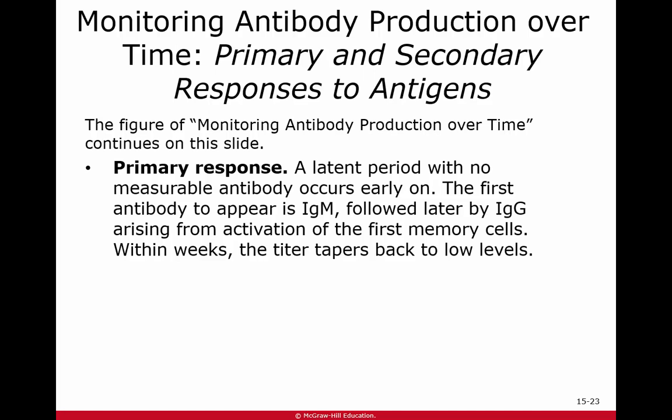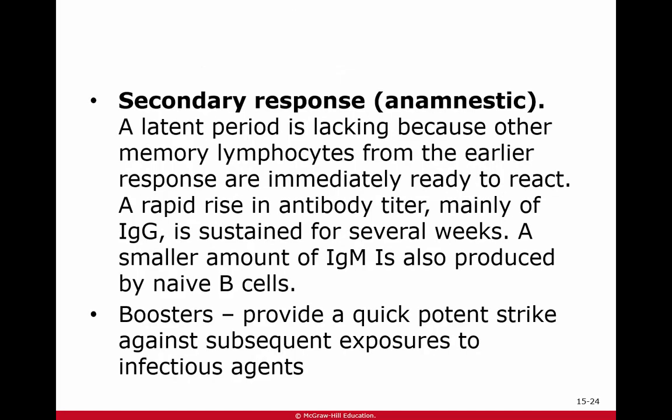They also mention the difference between the primary and the secondary response. The biggest thing to note with the primary response is that this is the latent period where no measurable antibody occurs early on. This is like first exposure to an antigen, and so we typically don't see a whole lot going on with this one. But the secondary response happens a little bit later on. It mentions the latent period is lacking here, so it happens a lot quicker, because we have memory lymphocytes from the primary response. They're immediately ready to react.